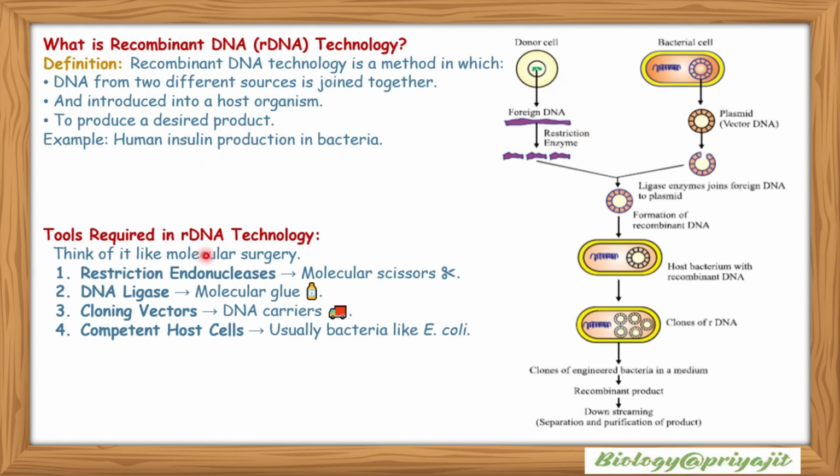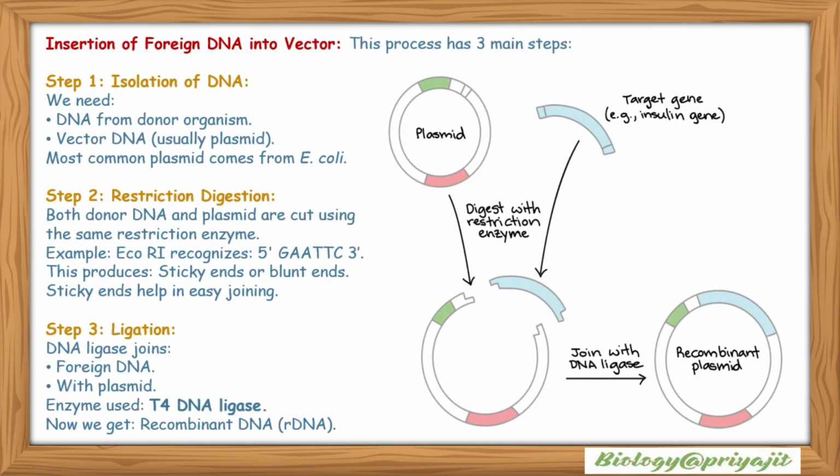So the tools required in rDNA technology are, think of it like a molecular surgery, a restriction endonuclease which acts as a molecular scissor, DNA ligase which acts as molecular glue, cloning vectors which are the DNA carriers, and competent host cell, usually bacteria like E. coli. So insertion of foreign DNA into vector.